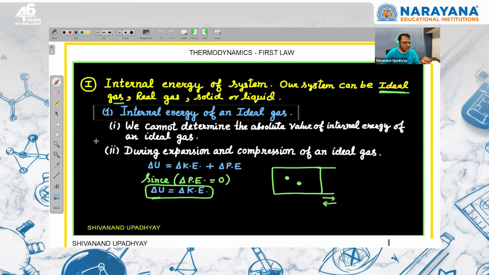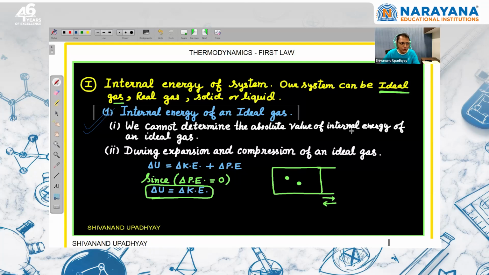Internal energy, because in the first law there are three terms: internal energy, work energy, and heat energy. We have to study them one by one. So we are discussing first the internal energy of the system. Our system can be an ideal gas, real gas, solid, or liquid. So we are starting with an ideal gas.